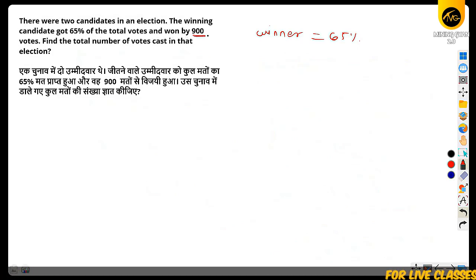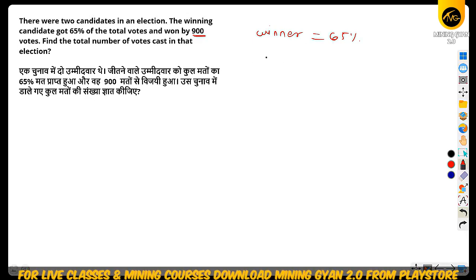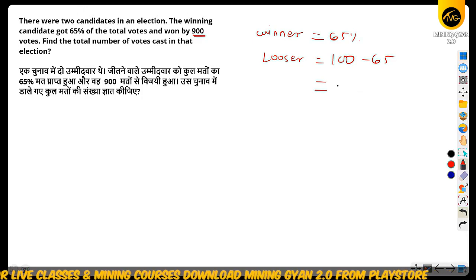He wins the election by 900 votes. Find the total number of votes cast in that election. Now, if the winner has 65%, then the loser has 100 minus 65%, right? Because there are only two candidates. So 100 minus 65 will be 35%.